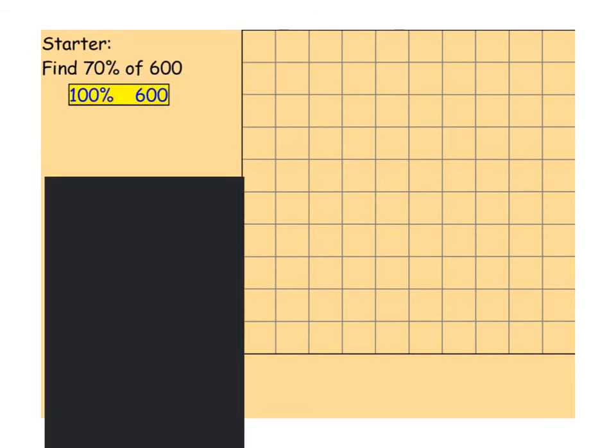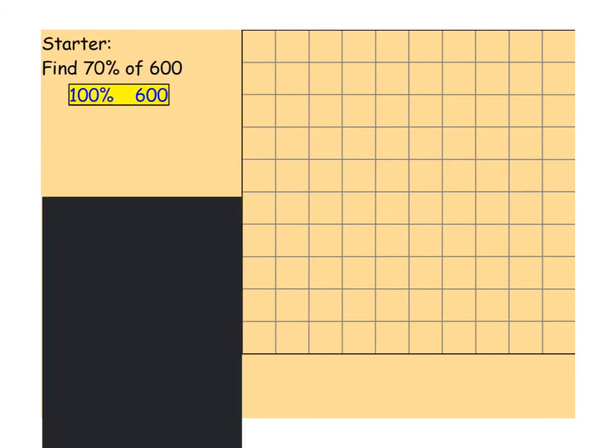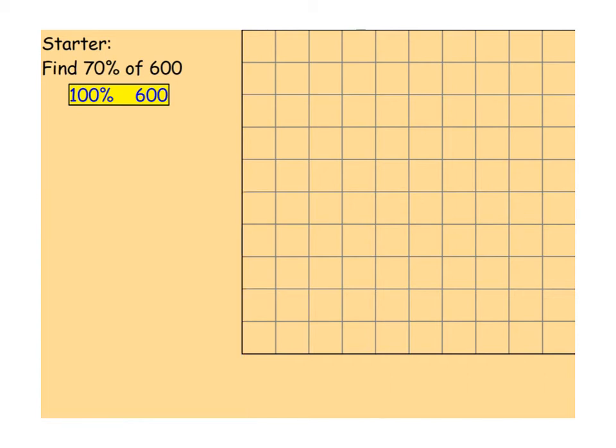So we're going to move on in a moment, but first have a go at this question. I've changed the number from 400 to 600, so have a go at this. I've started you off by labelling 100% as 600. You could use a diagram with a set of squares on it if you need to, or you could just do it without the squares if you feel confident to do that. Pause the video, have a go, and I will go through it in just a moment.